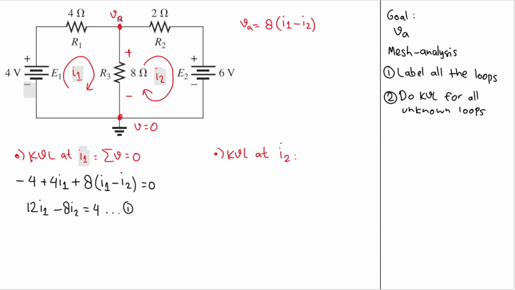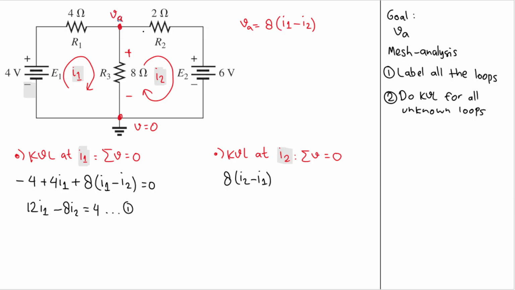Again, KVL said that the sum of the voltage in a loop will equal to 0. Good. Now let's start with this 8 ohm resistor. Okay, but to get the voltage, we need to multiply it by the current. Remember, we are now working on I2. So I2 always came first. So I will have 8 I2. But then here I1 flowing to the opposite direction. So we'll have I2 minus I1.